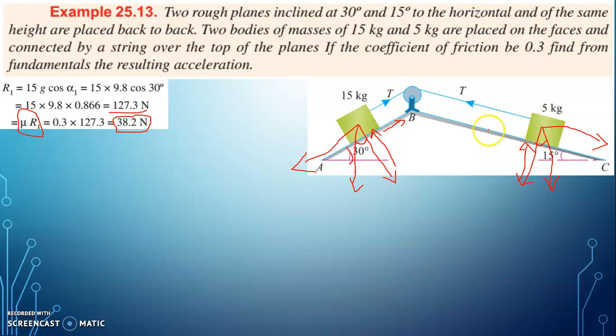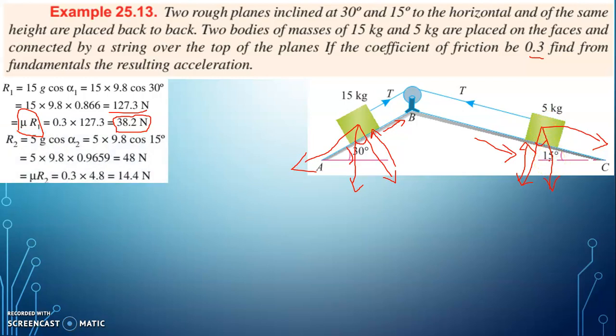The reaction contributes towards the friction. As the block is moving upward, the friction will act in a direction opposing the motion, which is given by mu into R2. The mu is given as 0.3, and R2 is given by 5 into 9.81 into cos 15. So the reaction R2 is about 48 Newton. The frictional force is given by mu into R2, which is 14.4 Newton.